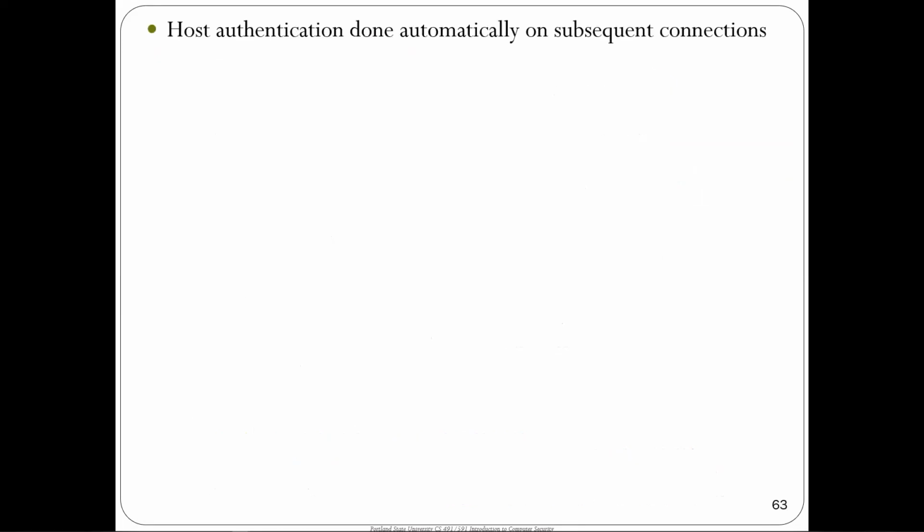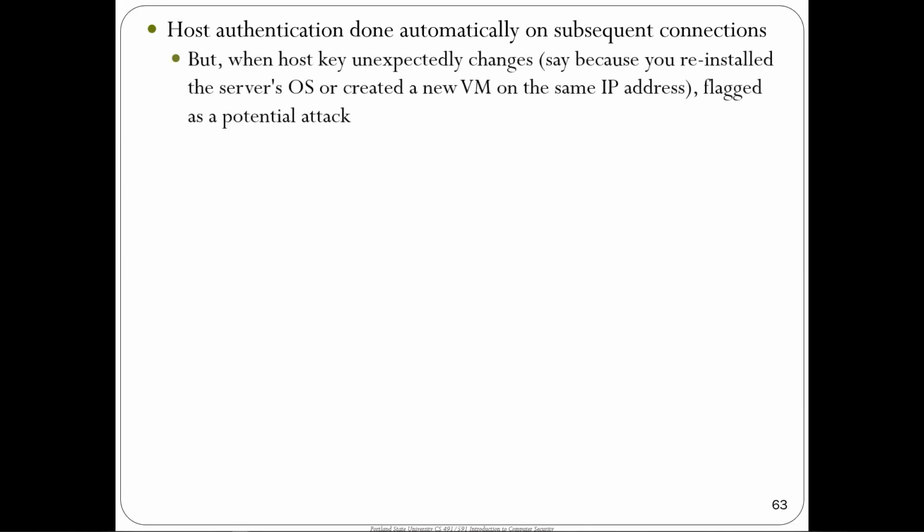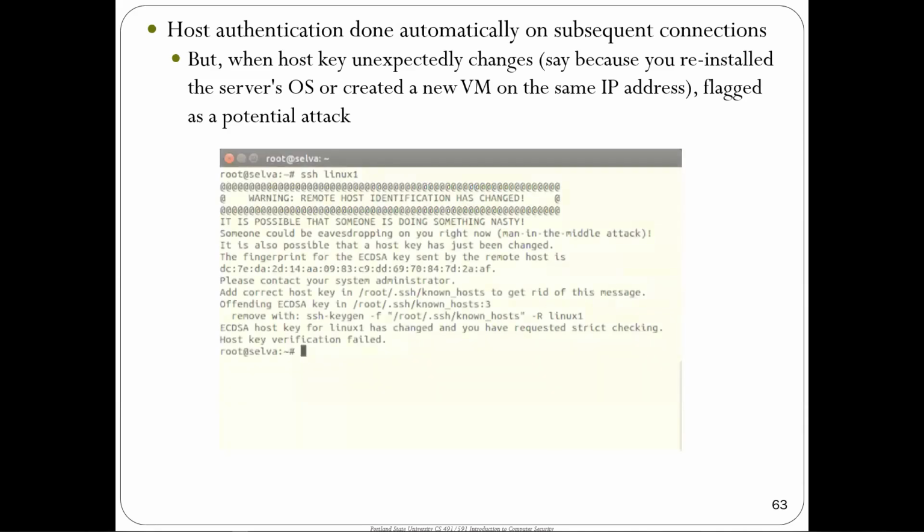The host is automatically authenticated on subsequent connections. So you're going to do a challenge response when you connect up with it next time to make sure that that thing hasn't changed. If it has changed, say that server reinstalled the operating system or someone's in the middle trying to hijack your SSH connection, this is going to get flagged as a potential attack because the key material changed. And you'll get a message that looks like this.